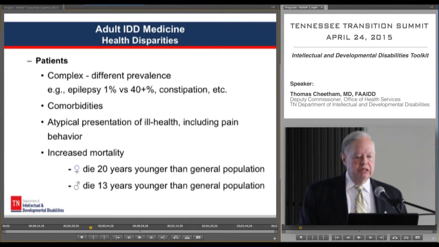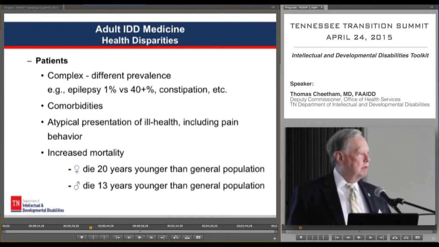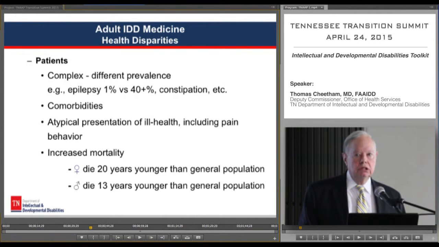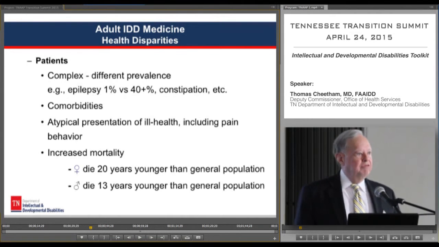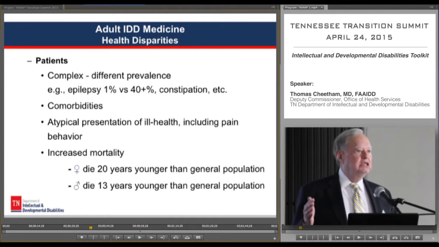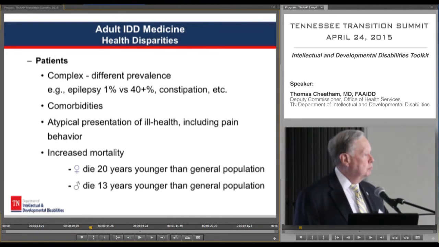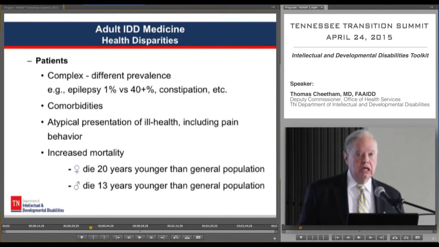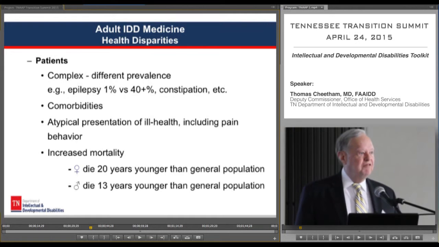Adults with intellectual disabilities are complex. They have a different prevalence of problems in addition to their multimorbidity. So if you take epilepsy as an example, about 1% of the population has epilepsy. If you have a mild intellectual disability, about 20%. And as you move along that continuum from mild to moderate to severe and get to a profound level of intellectual disability, it's 40, maybe even 50% of those folks have epilepsy.